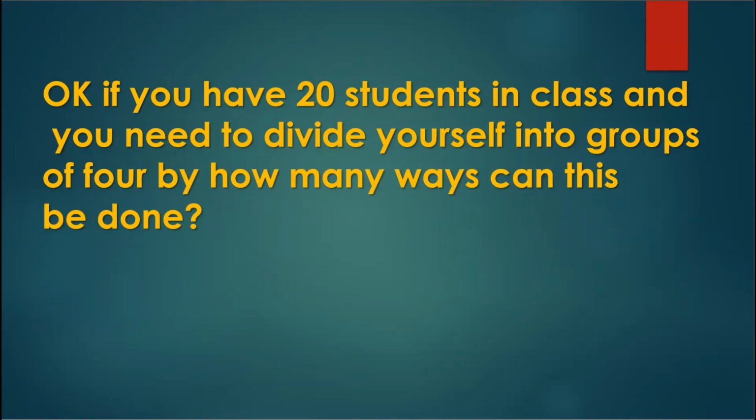So let's choose the first group. I have 4 students to be chosen out of the 20, so it will be 20 C 4. What about the other 16? We will need to choose another 4 of these 16, so it will be 16 C 4. What about the remaining 12? You got the idea. It will be 12 C 4.